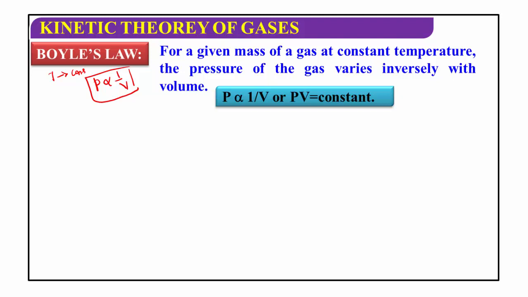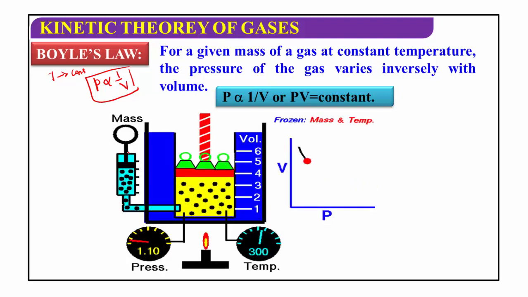Boyle's law states that for a given mass of a gas at a constant temperature, the pressure of the gas varies inversely with the volume. Then it is called Boyle's law. And here, observe this phenomenon. Here, the temperature is kept constant.